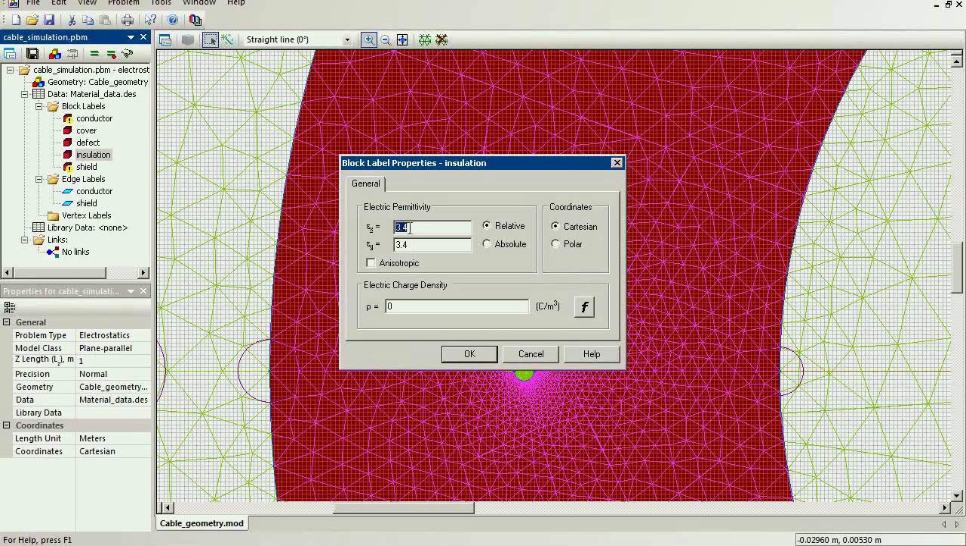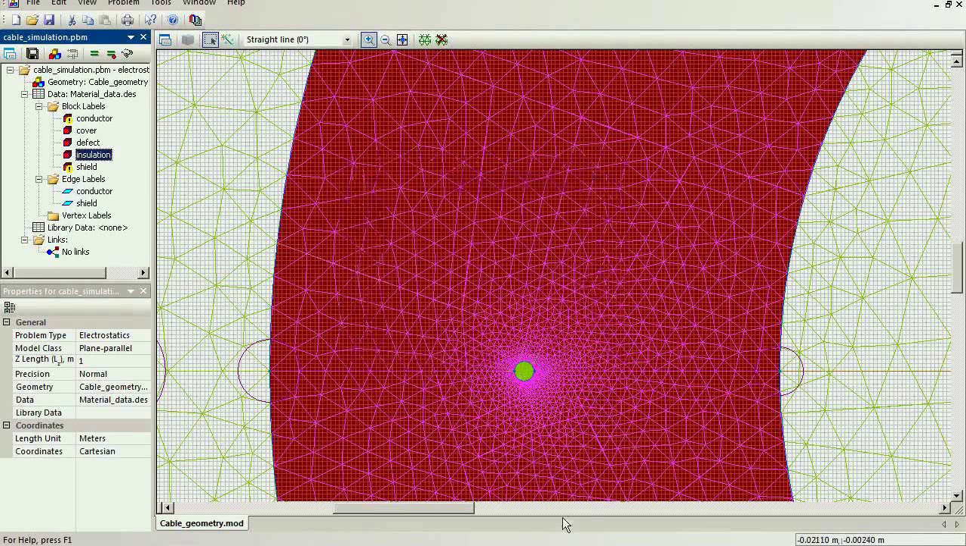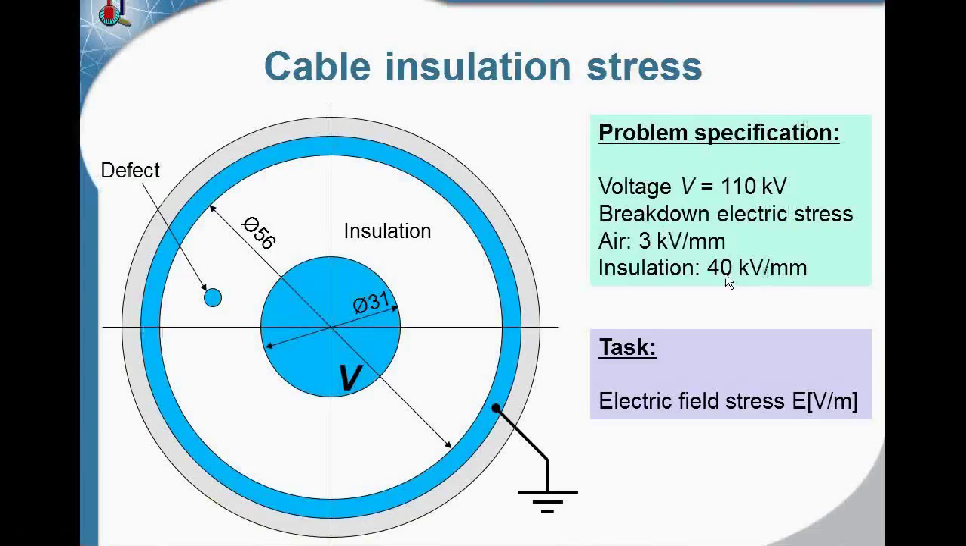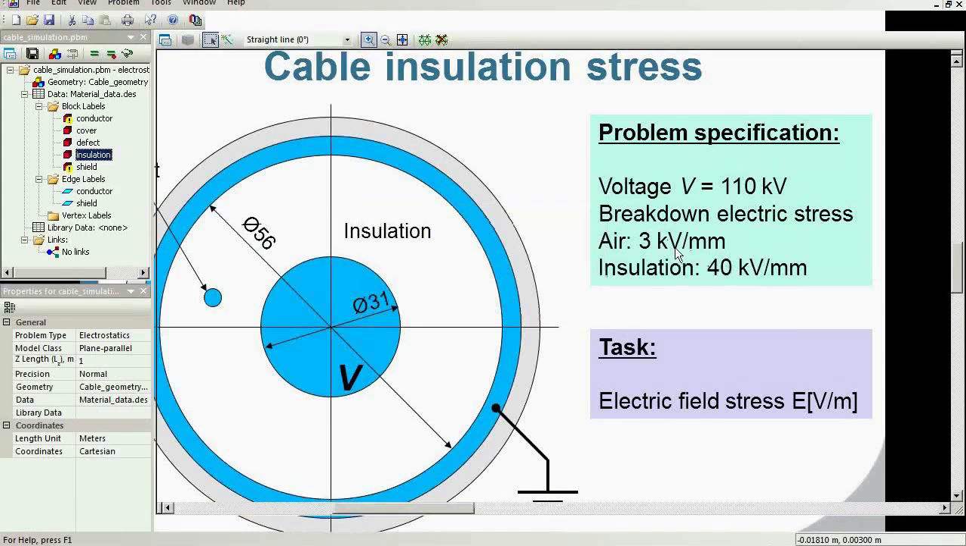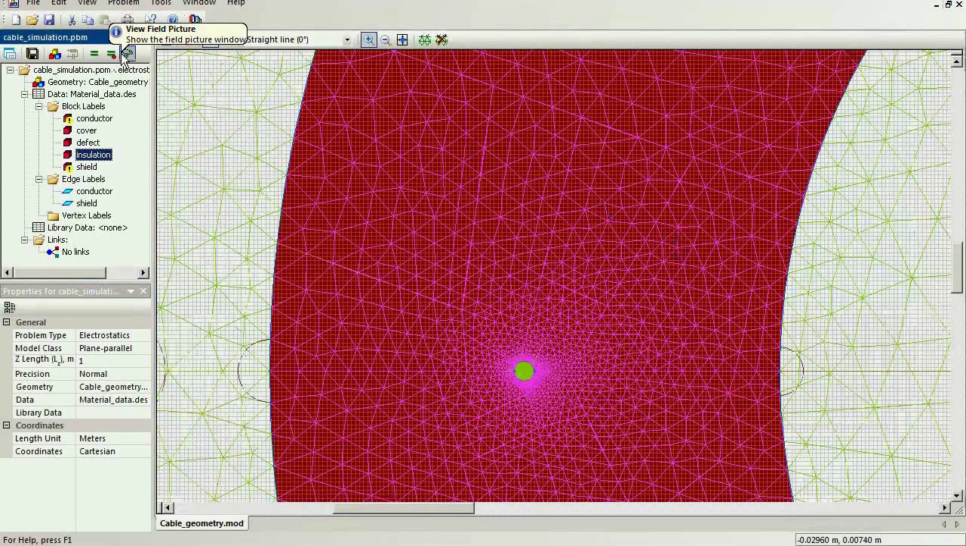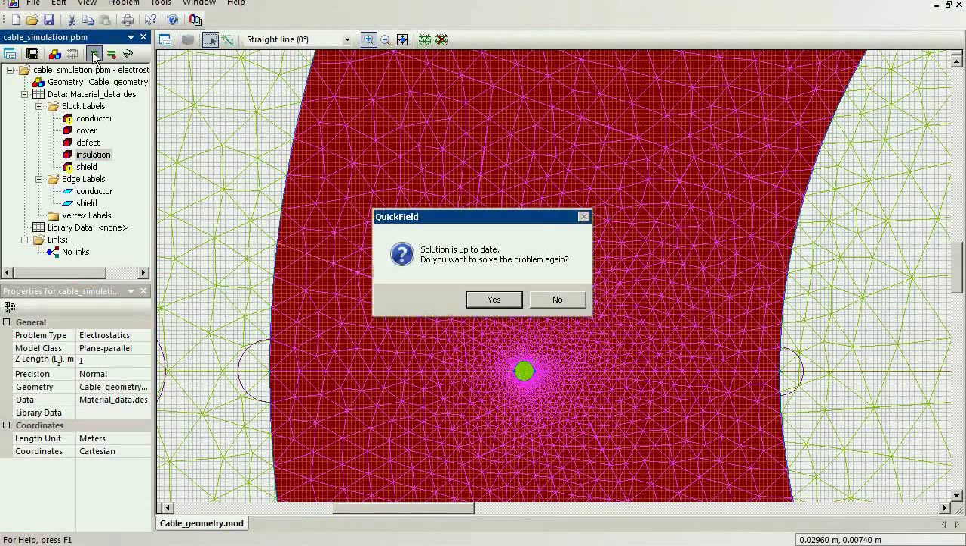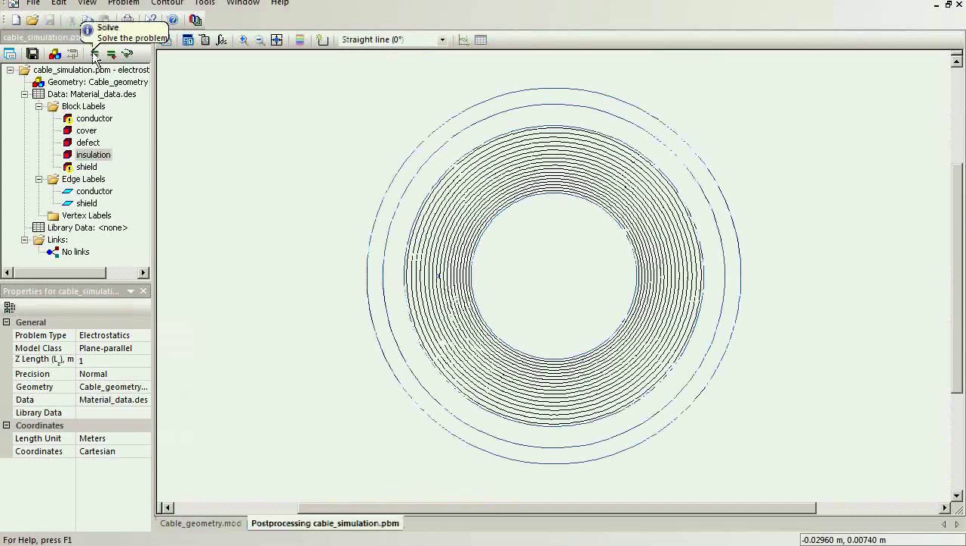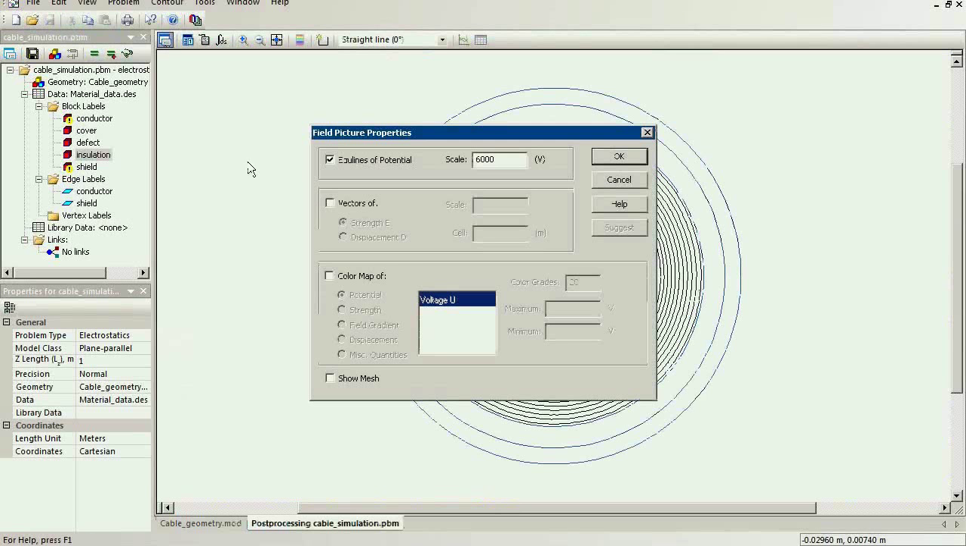The insulation electric permittivity is 3.4, and the insulation breakdown electric field strength is about 40 kilovolts per millimeter. And the breakdown stress of the air is only 3 kilovolts per millimeter. Here are the values. For the insulation, the breakdown electric stress is 40, and for the air is only 3. Now let's simulate this case and find out the electric field stress distribution.